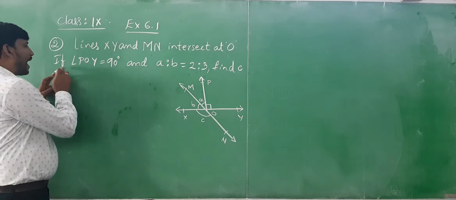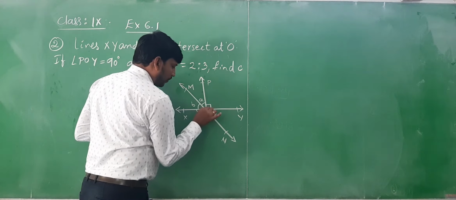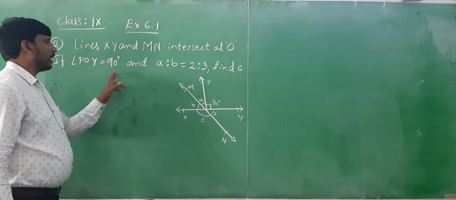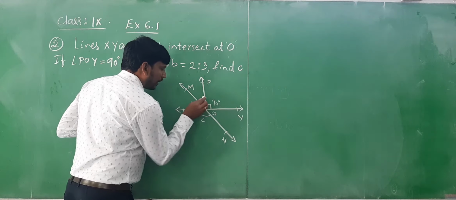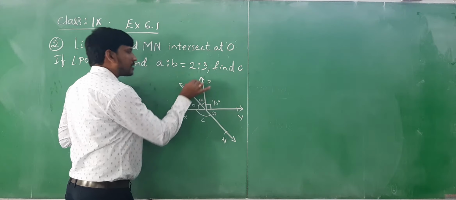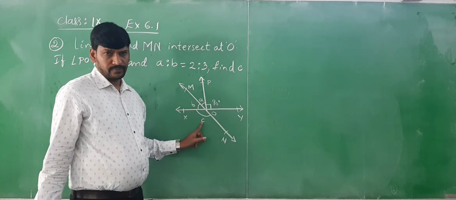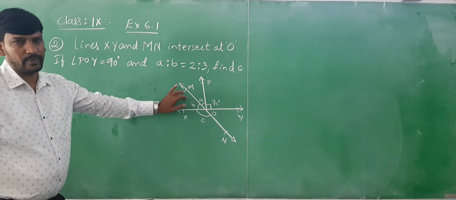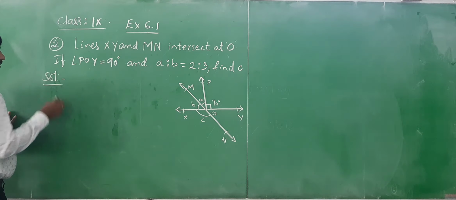If angle POY is equal to 90 degrees, and A is to B is equal to 2 is to 3. Here the ratio of angle A and angle B is 2 is to 3. Find angle C. Already we discussed question number 1, the ratio problem. Okay, now let us discuss how to find angle C.